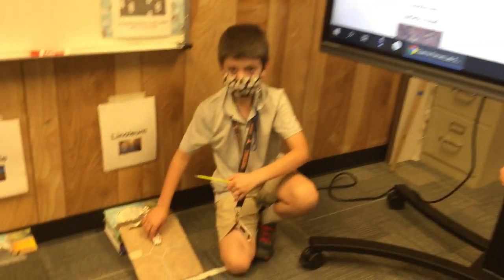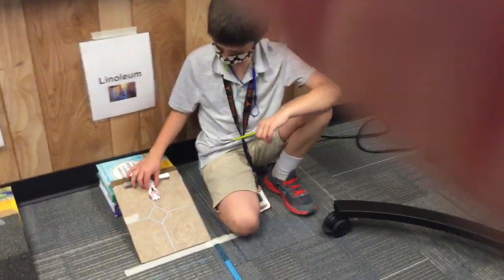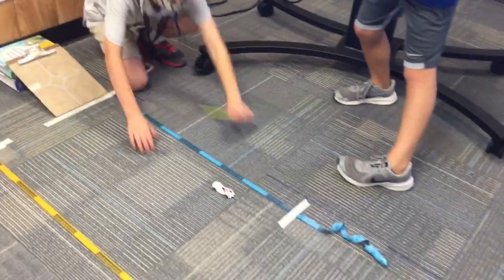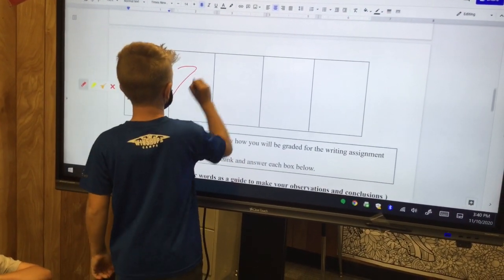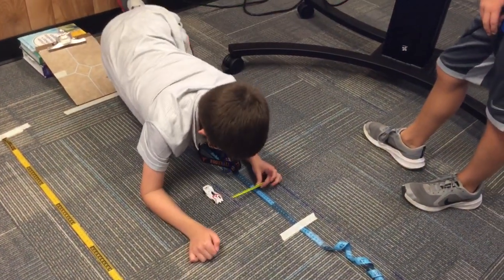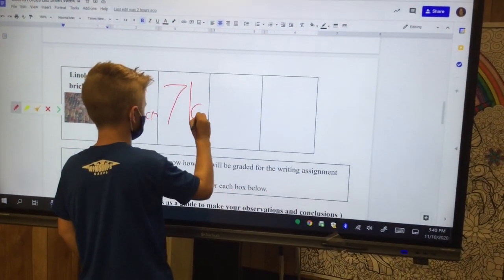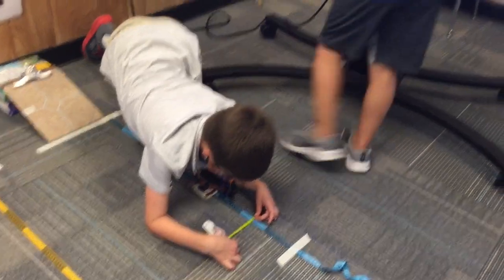Now we're going to be doing linoleum, which is representing a brick road that you might drive on. 74. Okay. Trial. 71. Last one. Oh, it's 74.